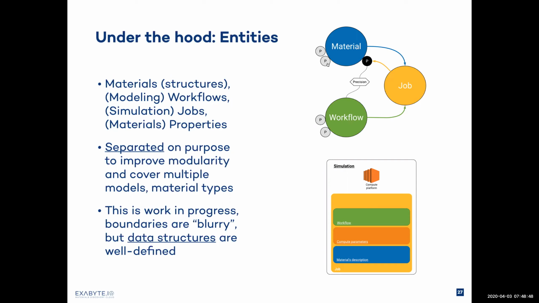This initial set of properties just classify the structure. It could be crystal lattice and crystal basis, for example. And this final property is something that is extracted by the calculation. And there is a certain precision associated with each of these properties that will help us store and organize this information in a database. We separate these entities on purpose to improve the modularity and cover different multiple use cases and different kinds of material types.